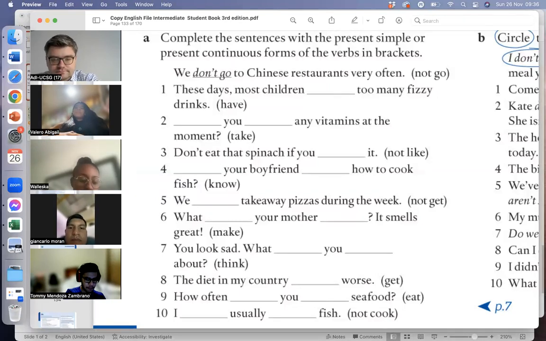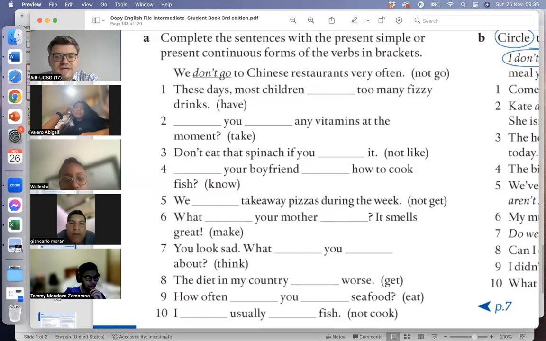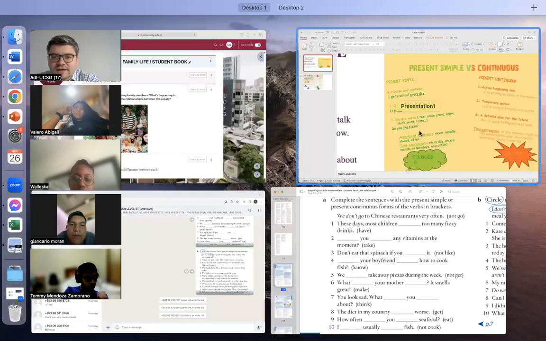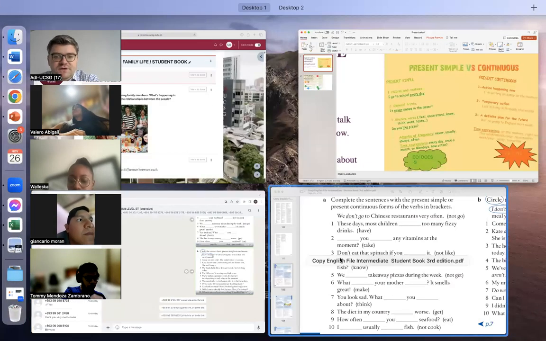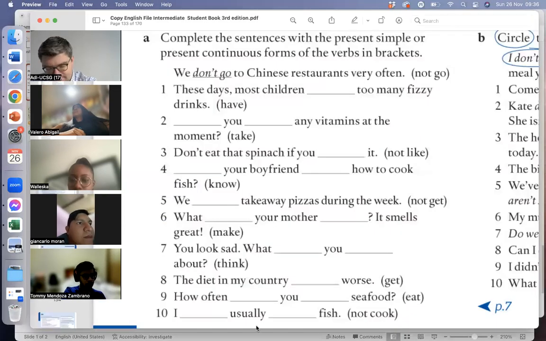I don't usually cook. It's present simple because it's talking about adverbs of frequency. Absolutely. So again, which one is the adverb of frequency? Usually. Absolutely. So again, remember when we said that once we see adverbs of frequency like never, usually, always, often, and so on, that will be an indication that we are going to be using present simple. So very good observation here. Well done. I don't usually cook fish.